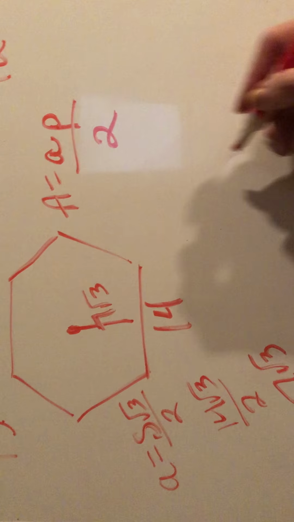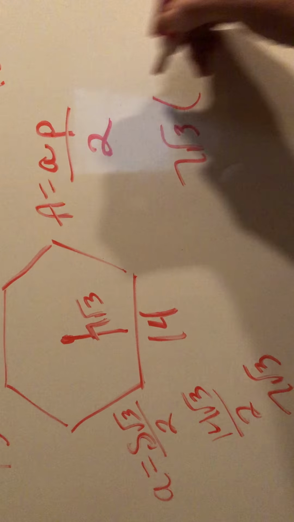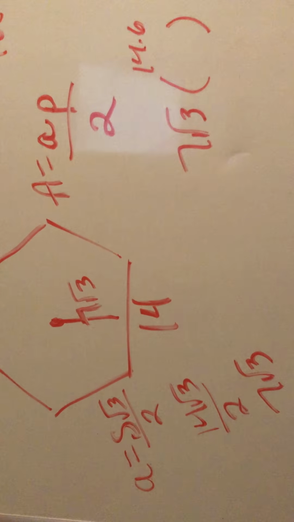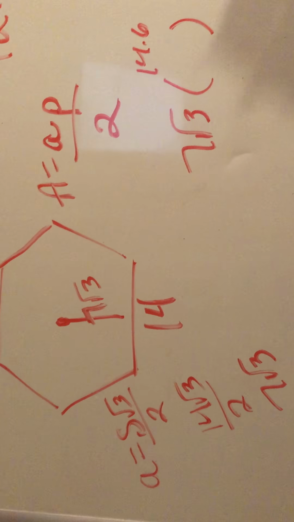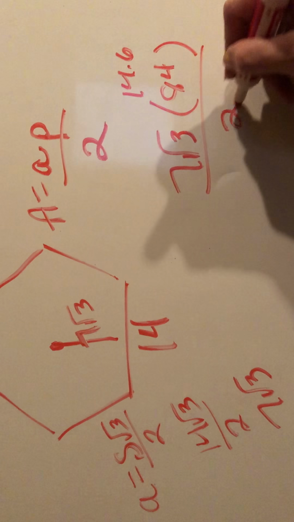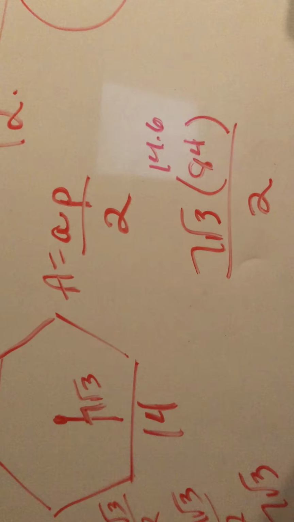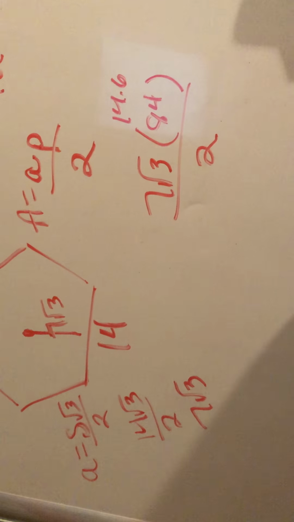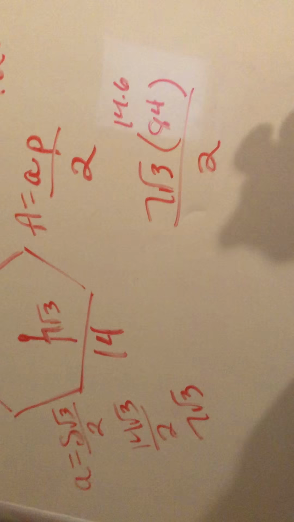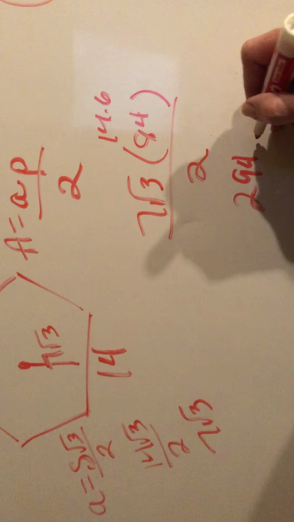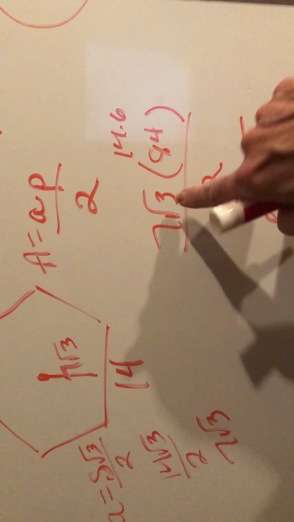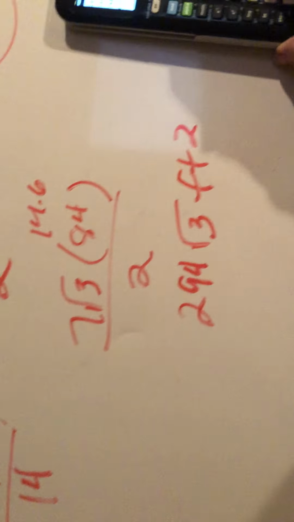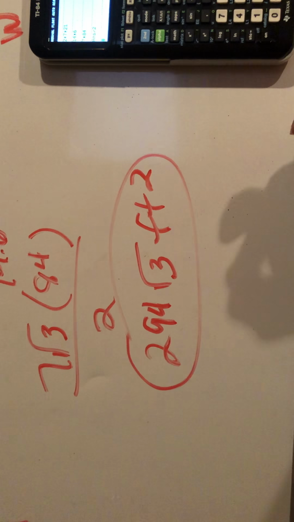So I've got my apothem, which is 7 square roots of 3. I can find my perimeter by doing 14 times 6, which is 84. And then I've got to divide by 2. So then we do 7 times 84 divided by 2. That gives me 294 square roots of 3. Don't forget that square root of 3. Feet squared. It doesn't specify, so you could leave it exact or you can round it.